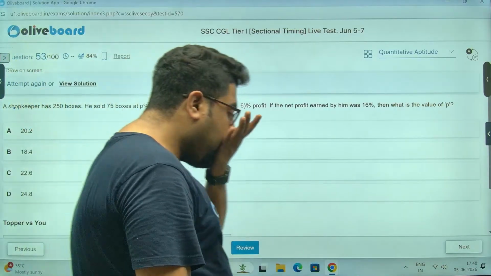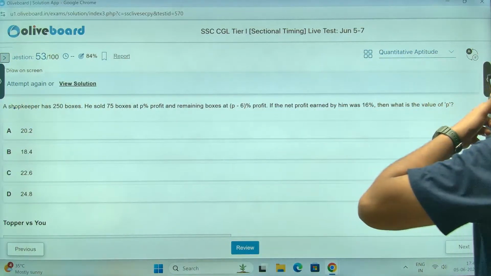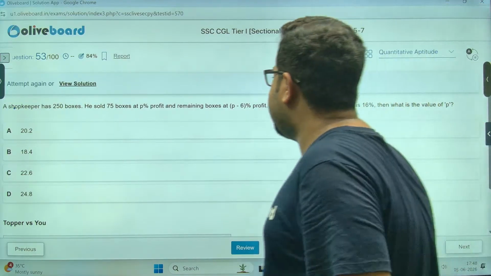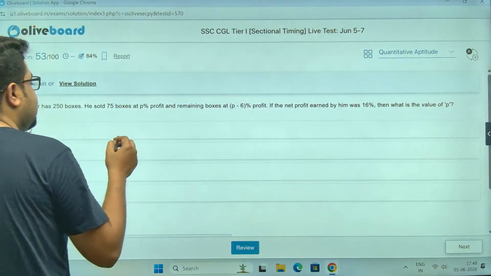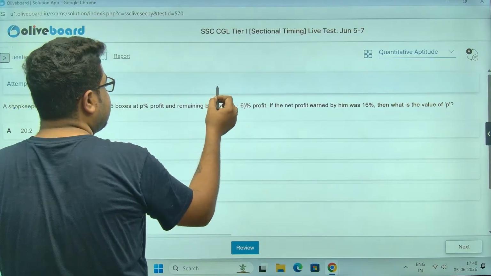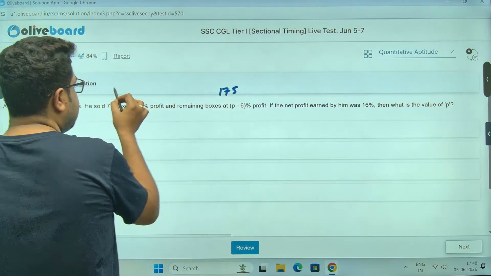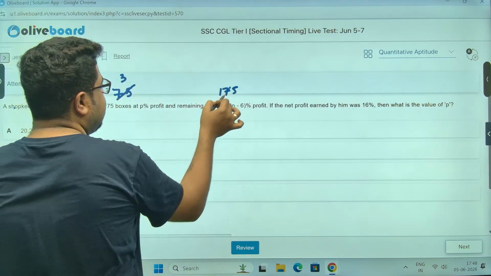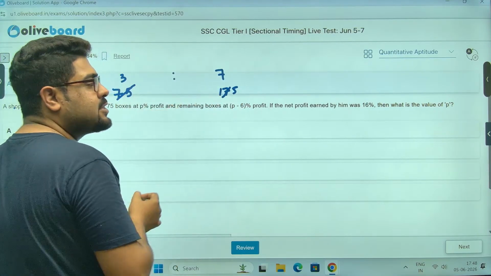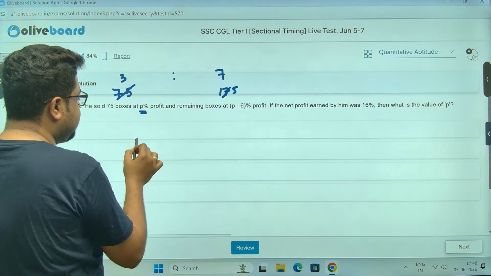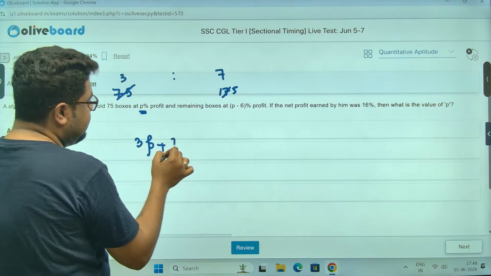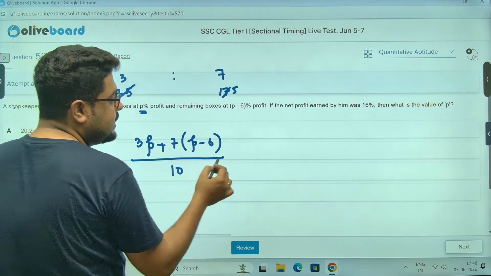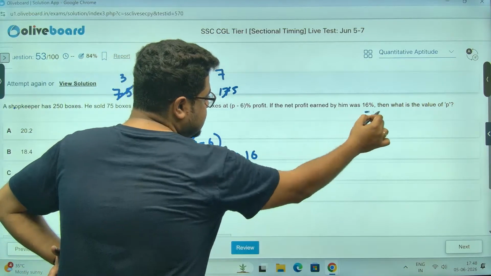Next one: a shopkeeper has 250 boxes. He sold 75 boxes at P% profit. 75 gone, meaning how much is remaining? 175 is remaining. So 25 threes are this, 25 sevens are this. This is the weighted average question. 3 is at P% profit, 7 is at P minus 6% profit. Out of 3 plus 7, 10, that is equivalent to 16% given.